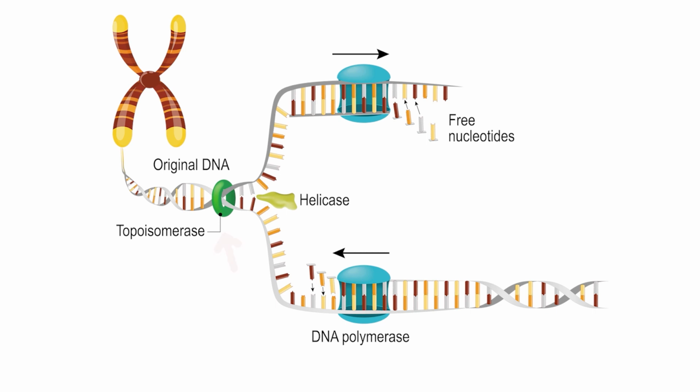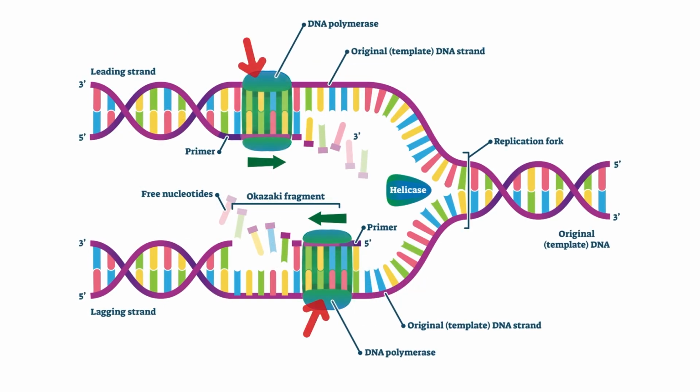And this happens with the help of the topoisomerase enzyme. A third enzyme, DNA polymerase, has the very important job of attaching the new nucleotides to their complementary bases to make the pairs for the new double-stranded DNA. It's like a matchmaker helping the free nucleotides find their friends.